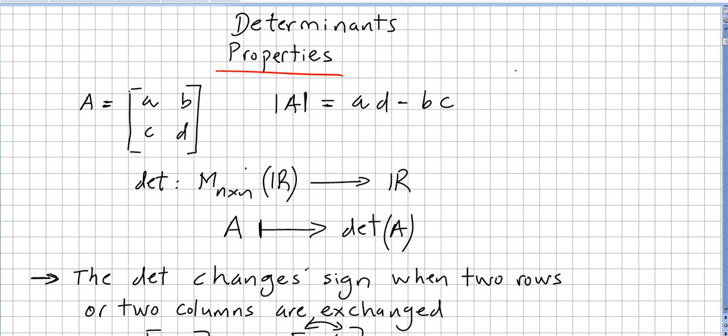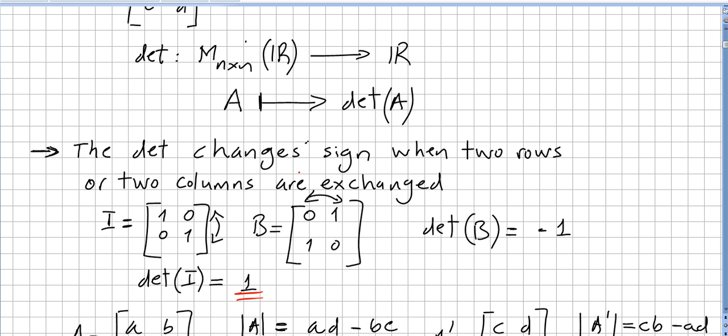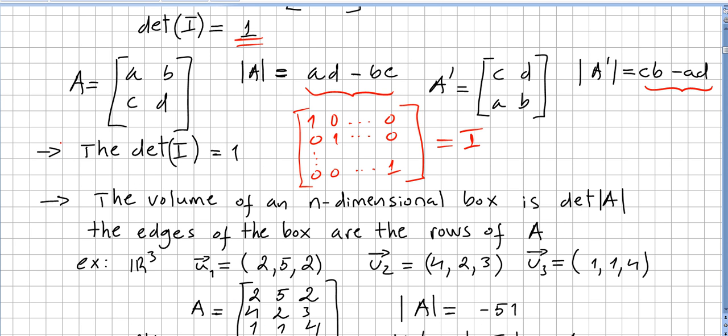We have been seeing in these videos the properties of determinants. First, we saw that the determinant changes sign when two rows or two columns are exchanged. That was one property. The determinant of the identity is always 1 for any n dimension.